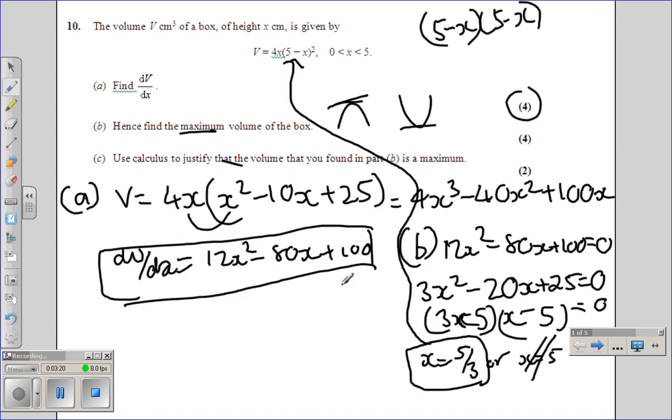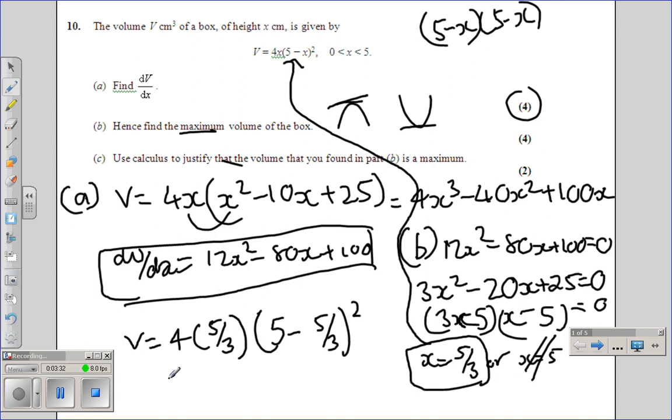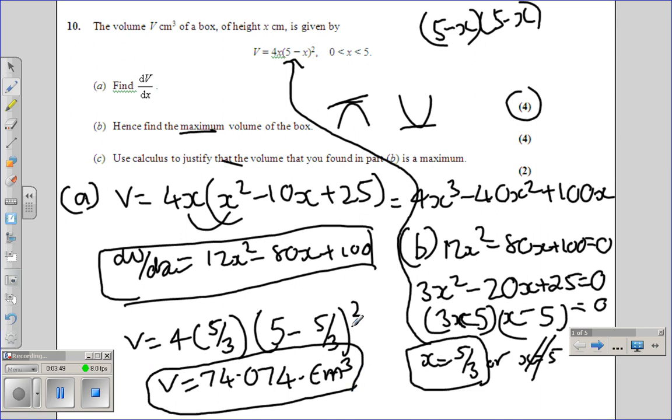So this is still for part B. V equals 4x, so that's 4 lots of 5 over 3, multiplied by (5 minus 5 over 3) all squared. And if you type that all into your calculator, be careful. It's 74.074. Leave it as a fraction if you'd like, centimetre cubed. So this answer here is the final answer for part B. This was part A. This here is the final answer for part B. It's the maximum volume.